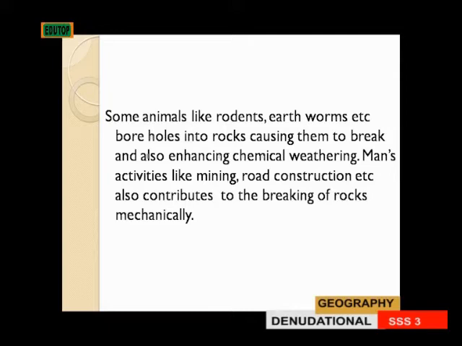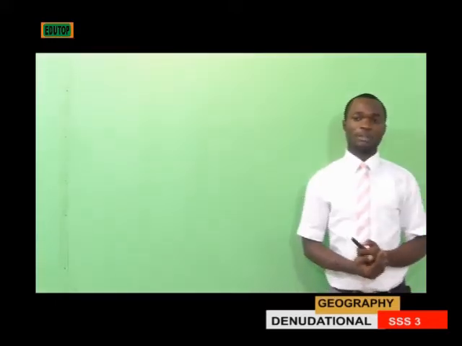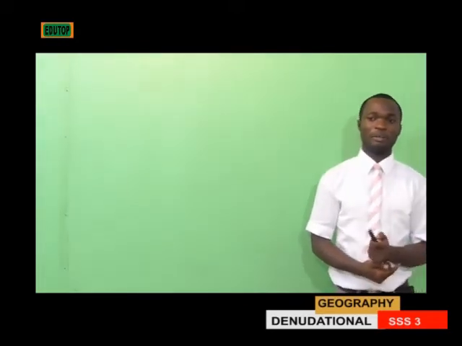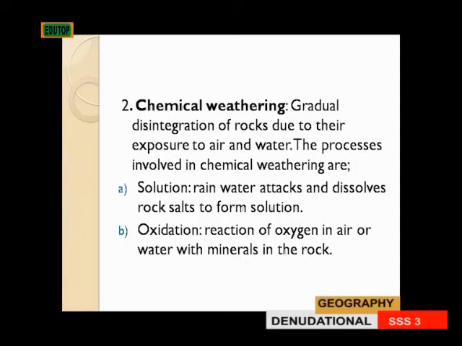Apart from this, man's activities like mining and construction of roads also contribute immensely to the physical or mechanical breaking down of rocks. Now let's look at the second process of weathering, which is chemical weathering. Chemical weathering has to do with the gradual disintegration of rocks due to their exposure to air and water. The processes involved in chemical weathering include: 1, we have solution.